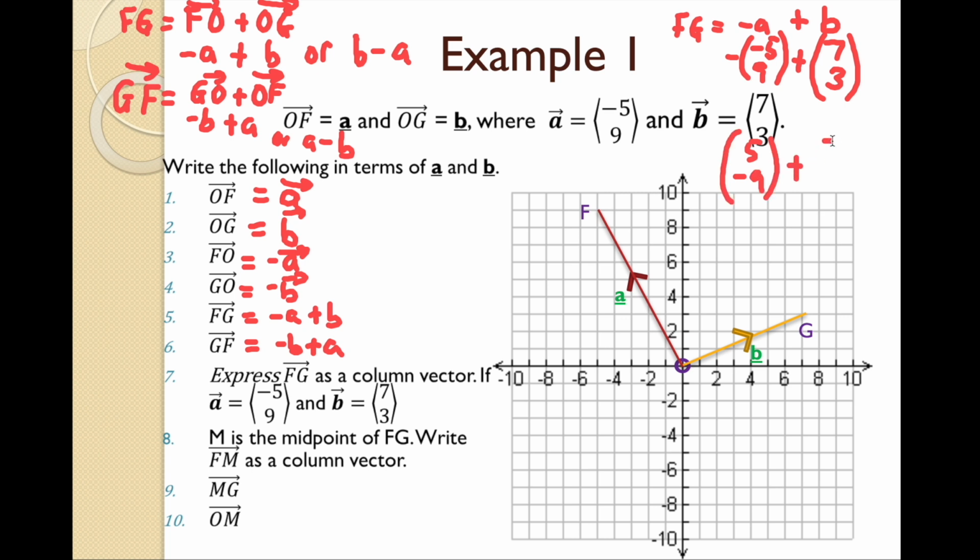Then we're going to add that to 7 and 3. So 5 plus 7 is 12. And underneath, we're going to have minus 6. Does that make sense? Good. Now look what it says.